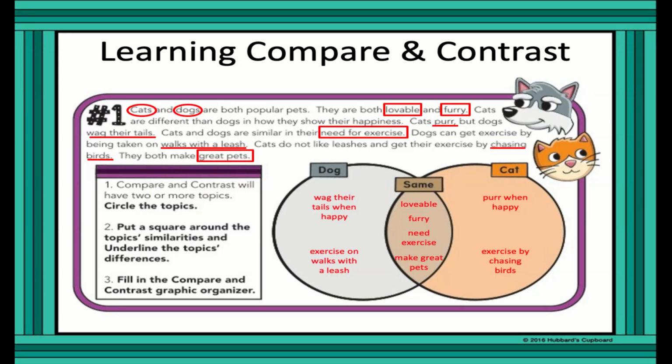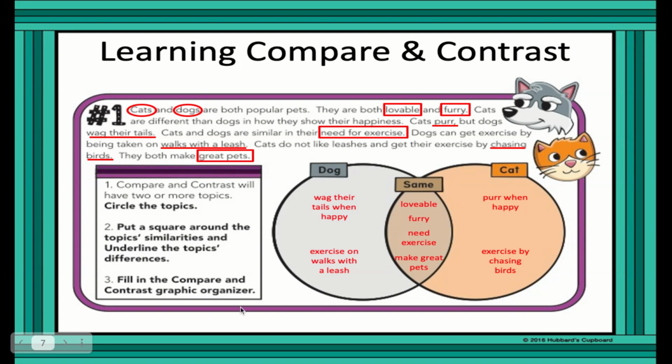So let's look at this example paragraph here. We're talking about cats and dogs, and we are going to compare and contrast cats and dogs. Cats and dogs are both popular pets. They are lovable and furry. Cats are different than dogs in how they show their happiness. Cats purr, but dogs wag their tails. Cats and dogs are similar in that they need exercise. Dogs can exercise by being taken on walks with a leash. Cats do not like leashes and get their exercise by chasing birds. They both make great pets.